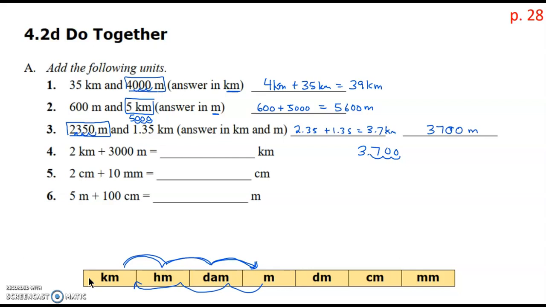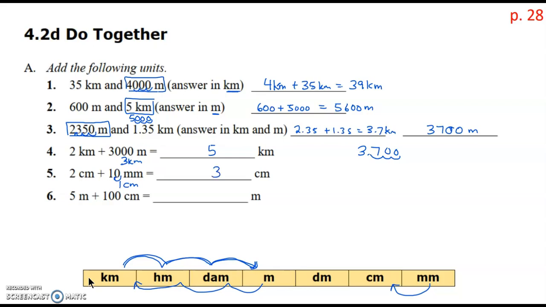For number 4, 2 kilometers plus 3,000 meters. 3,000 meters in kilometers is 3. So we're going to have 2 plus 3 is 5 kilometers. Centimeters plus millimeters means we must convert the millimeters. We're going to go 1 decimal place to the left. We're going to be dividing, giving us 1 centimeter. 2 plus 1 centimeters is 3 centimeters.